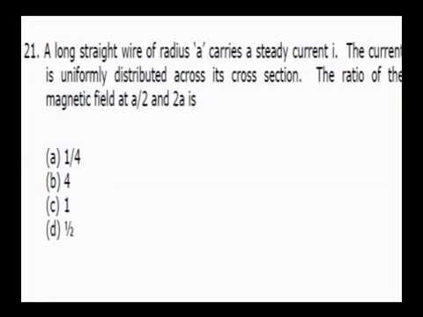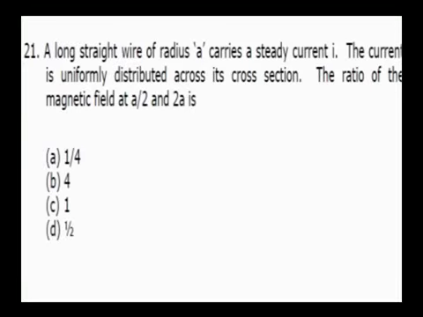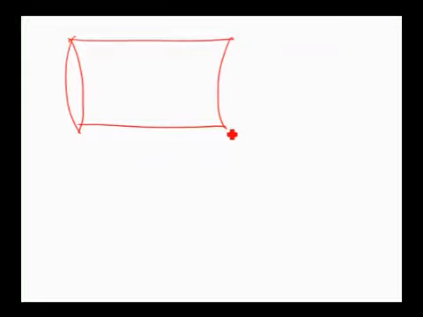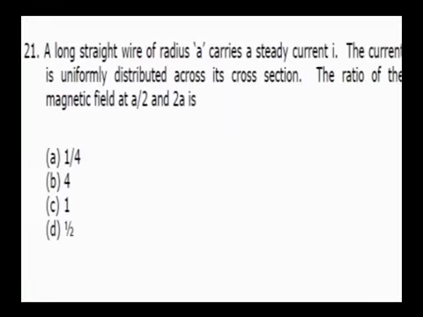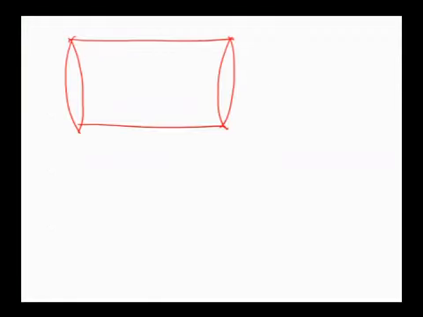The ratio of magnetic field at A by 2 and 2A is. Okay. So first we should find magnetic field at A by 2, then we should find magnetic field at 2A. Okay. So size of the conductor, as I said, is not negligible, size of the conductor is more, and we have to find magnetic field produced by this conductor at a point inside and at a point outside. Okay. And radius of wire is given as A. See, radius of this circular cross section is given as A. I will take this as a center, then this becomes radius, that is A by 2.